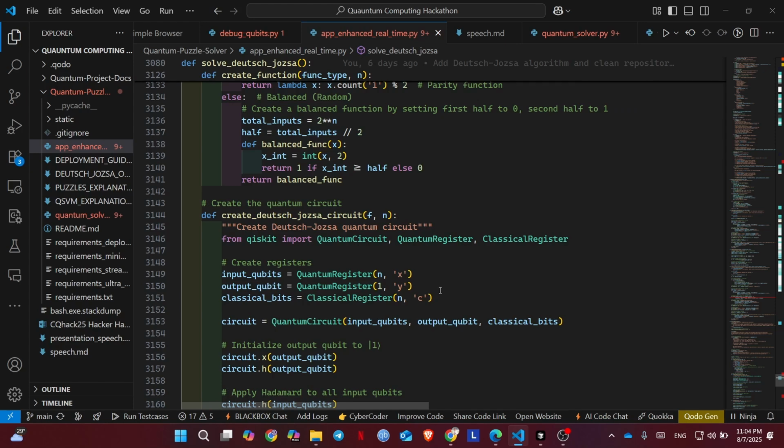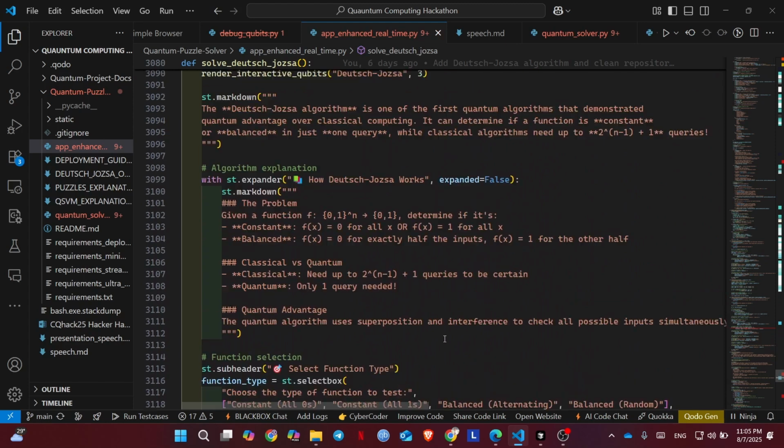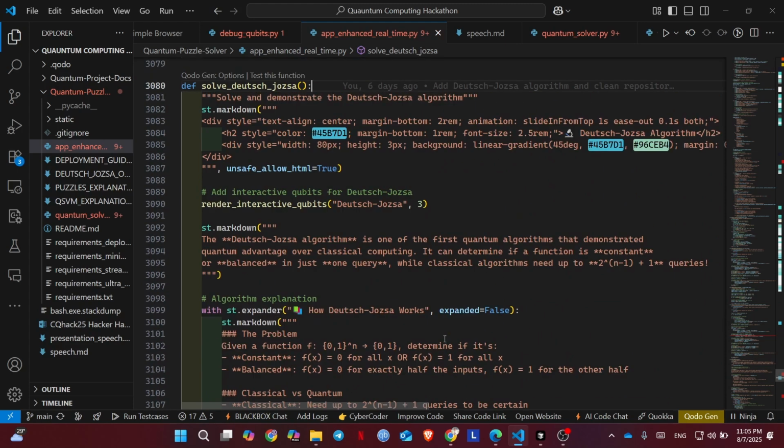parameterized quantum circuits adaptable to different problem sizes, and a classical optimization routine interfacing with quantum processors. So for our project, the key implementation features are real-time quantum simulation, interactive parameter tuning, educational visualization, performance benchmarking, and responsive design.